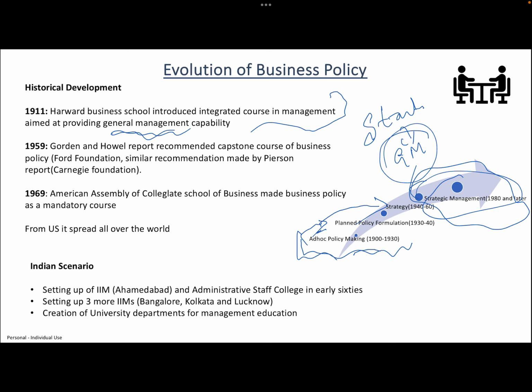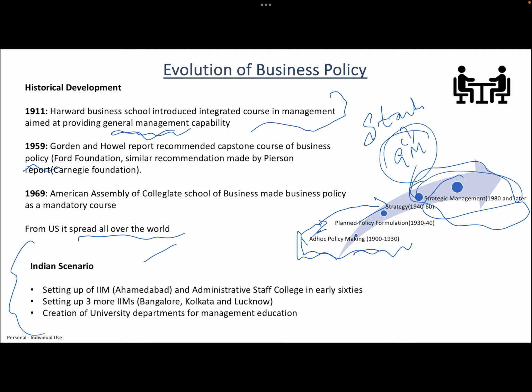Post that, the Gordon and Howell report recommended a capstone course of business policy. In 1959, the course of business policy was introduced based on the Gordon and Howell report. And then from 1969 onwards, the American Assembly of Collegiate Schools of Business made business policy a mandatory course. From there, it started spreading all over the world, and now you can see business policy across all business curriculums.